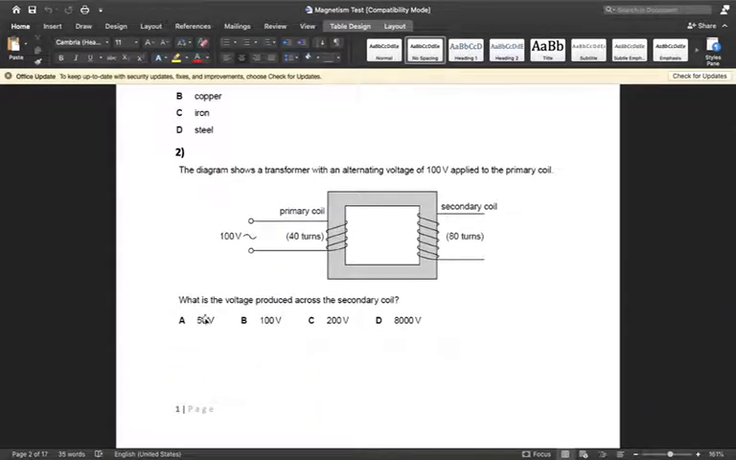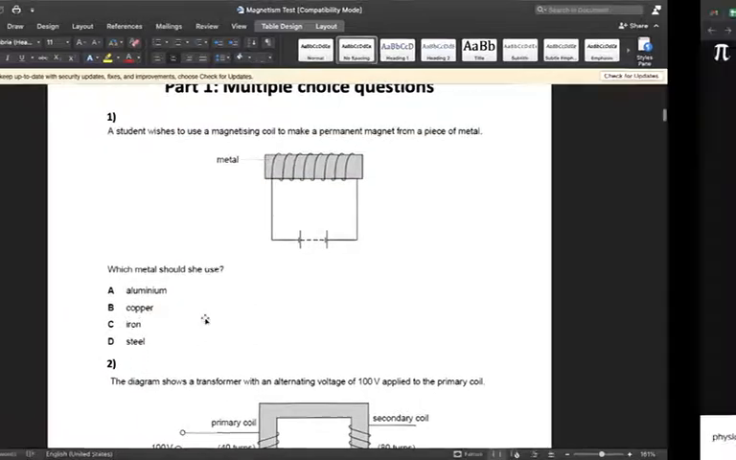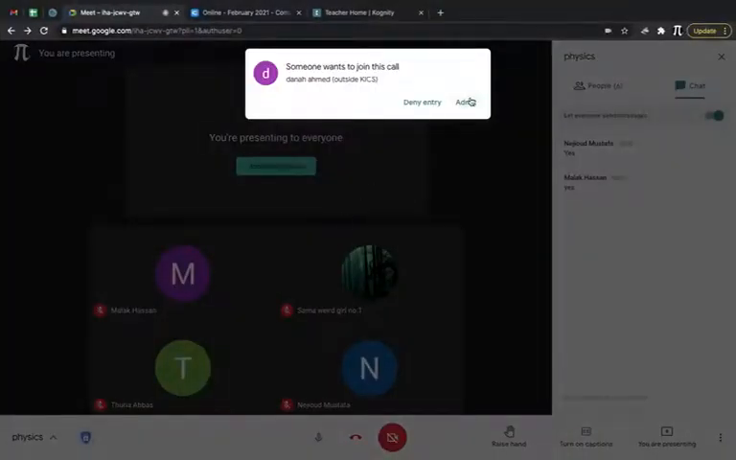The diagram shows... Hold on, someone's here. Dana.